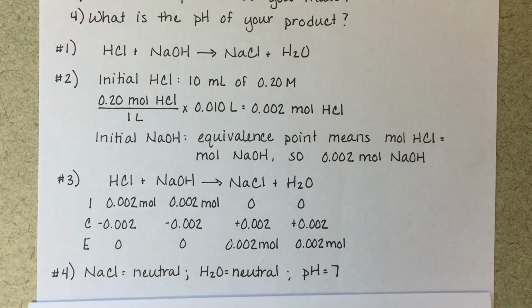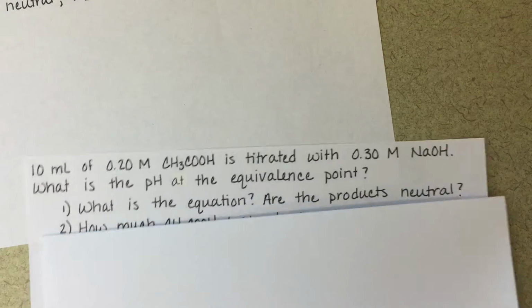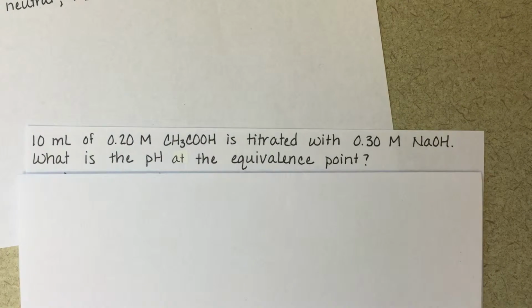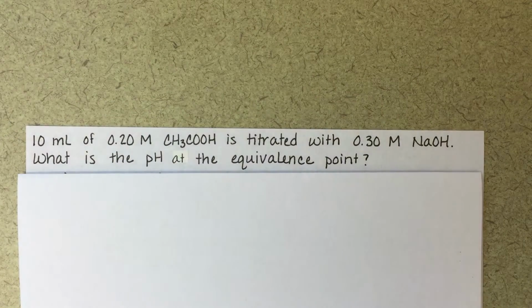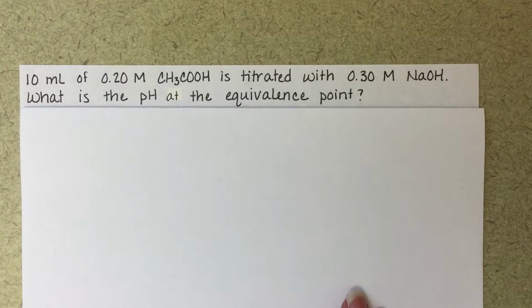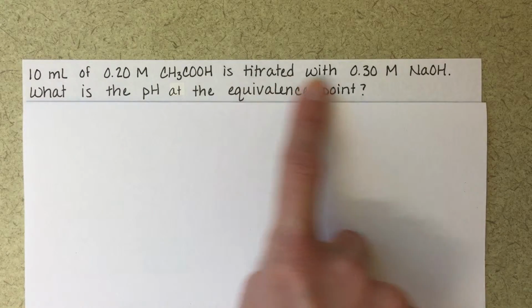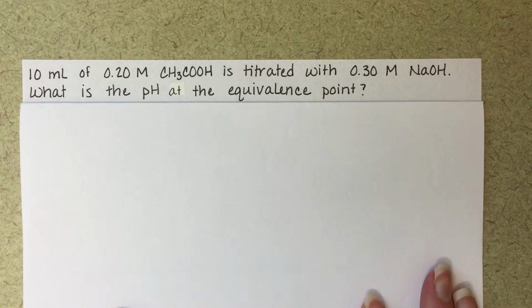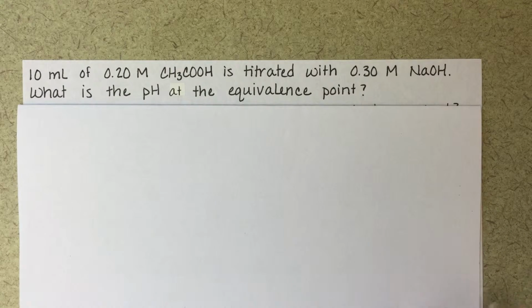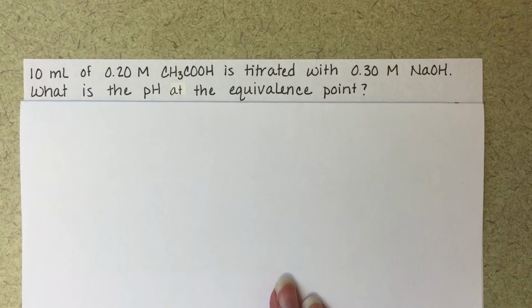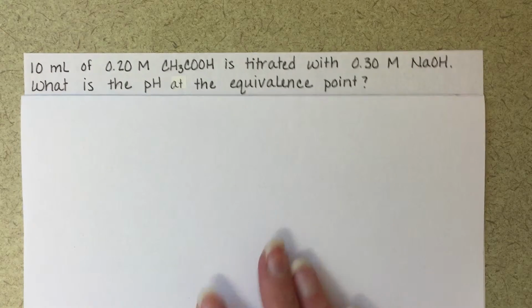That is not the case when you're doing a titration between a weak acid and a strong base. So if we have a problem like this, a volume and molarity of acetic acid, CH3COOH, with a strong base, sodium hydroxide, the equivalence point of this titration still is going to be when we have the same number of moles of both acetic acid and sodium hydroxide, but the products of this reaction will not be neutral, and so we will have a pH that is not equal to 7 at the equivalence point.